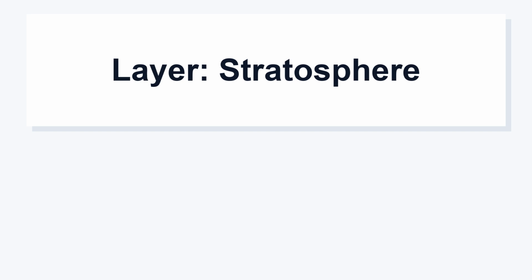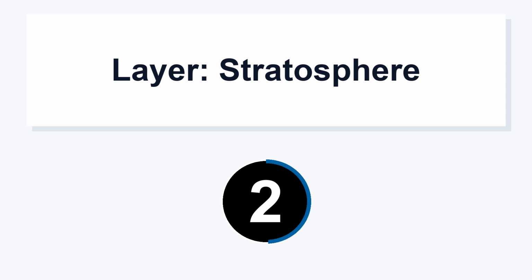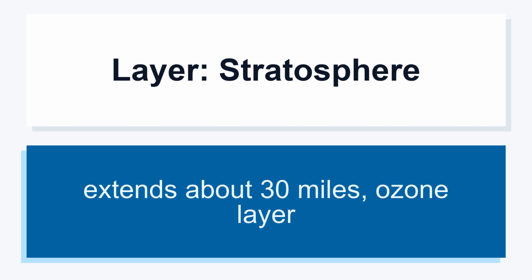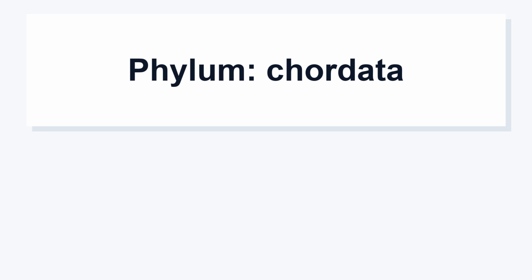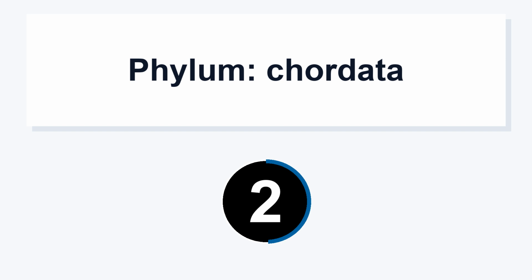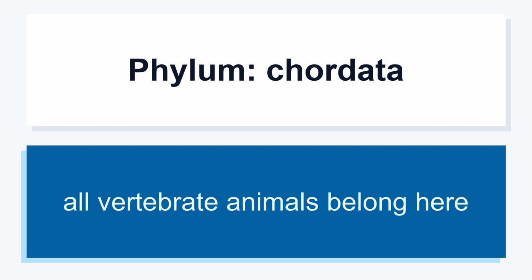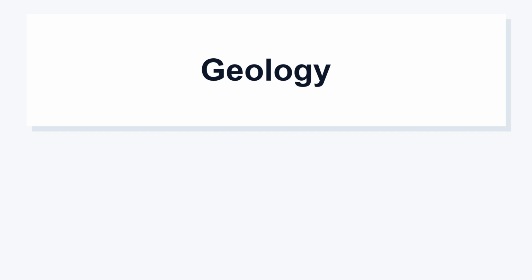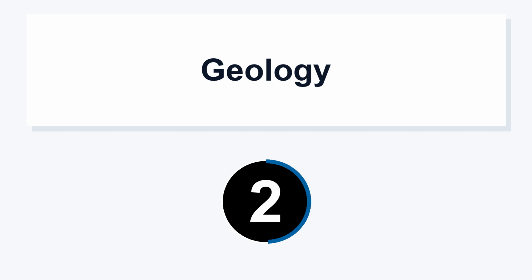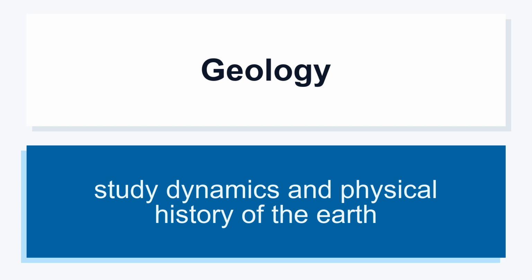Layer, stratosphere: extends about 30 miles, ozone layer. Phylum, Chordata: all vertebrate animals belong here. Geology: study of the dynamics and physical history of the Earth.